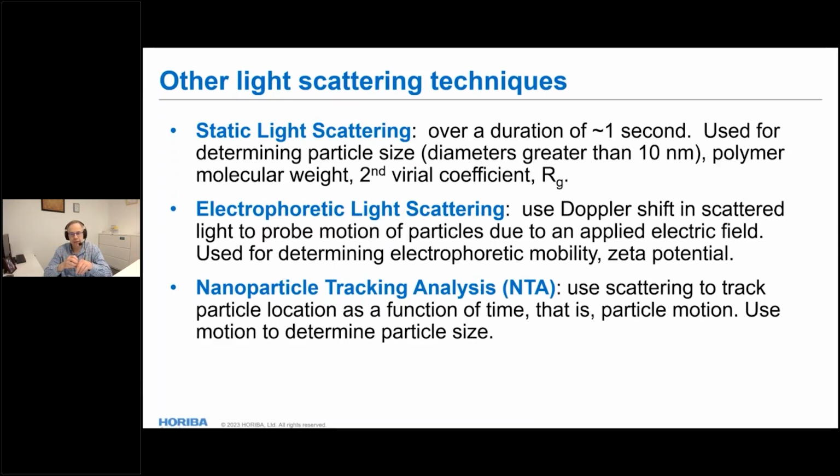Electrophoretic light scattering uses scattering to track particle motion in response to an applied field. I noticed Julie put up one of our handouts on zeta potential determination, and that's really where electrophoretic light scattering is primarily used. And finally, nanoparticle tracking analysis is another scattering technique where we look at particle location and particle motion like DLS, but with a video camera. That gets us some benefits as well as some drawbacks.